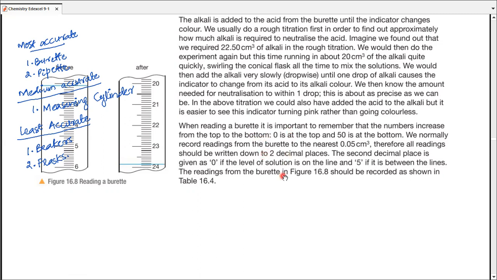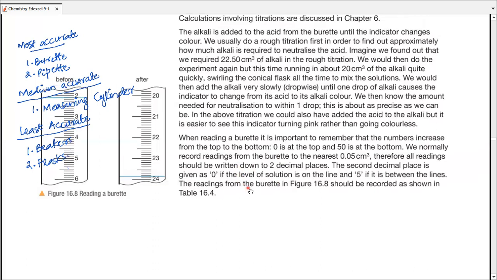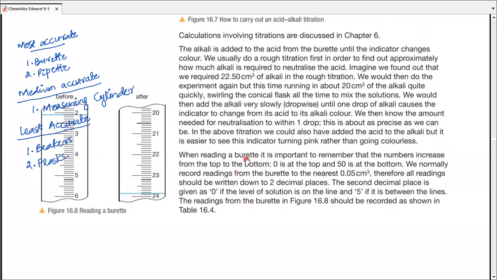When reading a burette, it's important to remember that the numbers increase from top to bottom, or even if they don't, even if the paper is trying to confuse you, remember you go from a smaller value to a bigger value, right? Whether they are in ascending order or descending order, it doesn't really matter. Now they are giving us a very good idea of the before and after readings for this one.